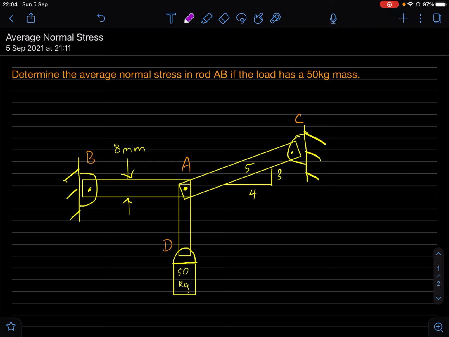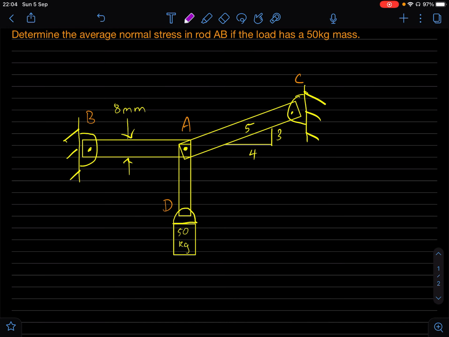This time we're determining the normal stress in a rod AB, and we have a loading that is being applied to this member AD of 50 kilograms. So let's quickly convert that into a weight. We know the force equals mass times acceleration. The mass is 50, the acceleration is 9.8. That gives us 490 newtons.